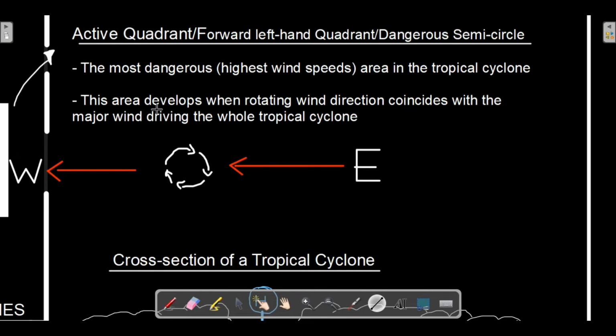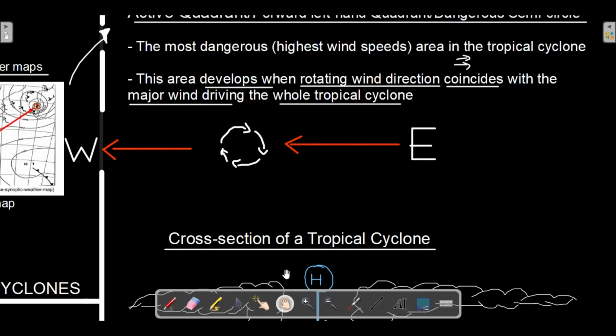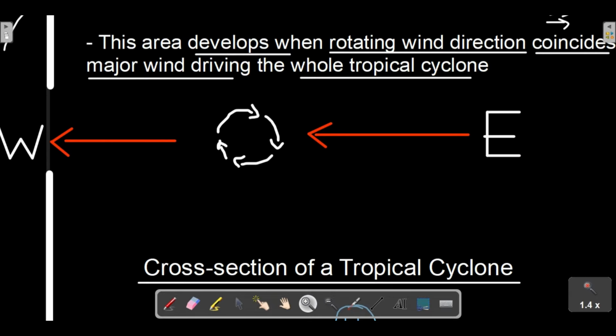So this is what you would say. We say that this area develops when the rotating wind direction, referring to the wind within the tropical cyclone rotating clockwise, coincides, meaning it is in the same direction as the major wind driving the whole tropical cyclone. I know that is not very clear, so I'm going to try to explain it as much as I can.